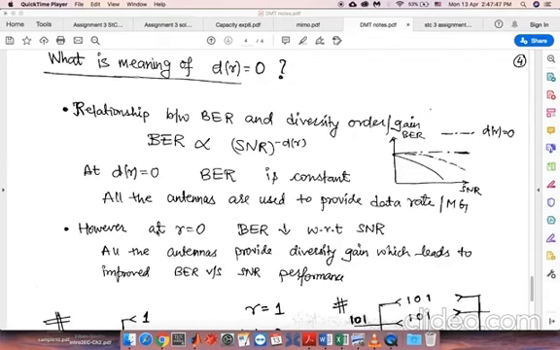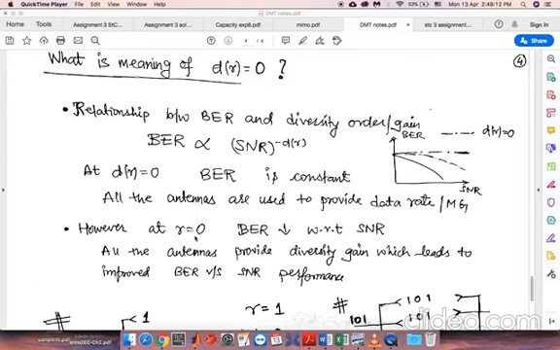However, at the other end, at r equals 0, what would be the d? D would be maximum, right? And what will then be the bit error rate? Then the bit error rate would be decreasing with respect to SNR due to the high exponent power in negative. So the bit error rate decreases with respect to SNR at r equals 0.